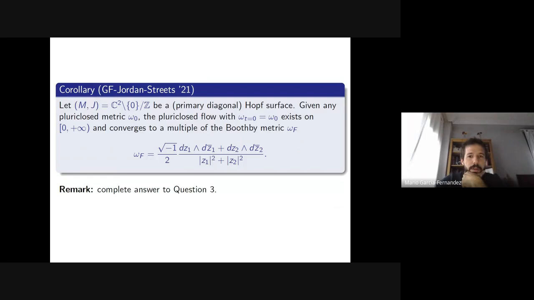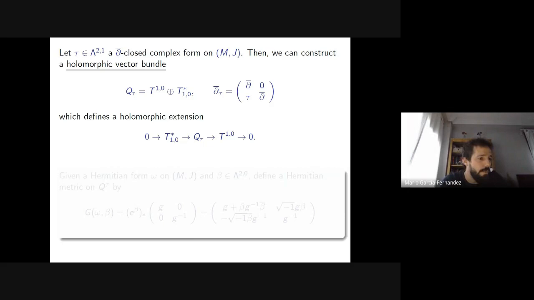So the first thing I'm going to do to prove Theorem C is, out of a pluriclosed metric, to cook up a holomorphic orthogonal bundle, which is given by an extension of the holomorphic tangent bundle by the holomorphic cotangent bundle. So how do you do that? Assume that you are given a 2-1 form which is d-bar closed on a complex manifold. Then on the direct sum, so in this smooth complex bundle given by the direct sum of the tangent 1-0 plus the cotangent 1-0, I'm going to have this Dolbeault operator.